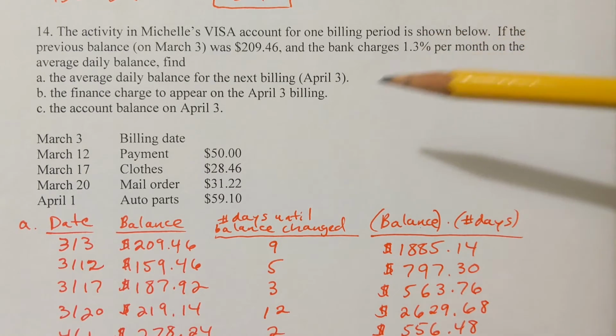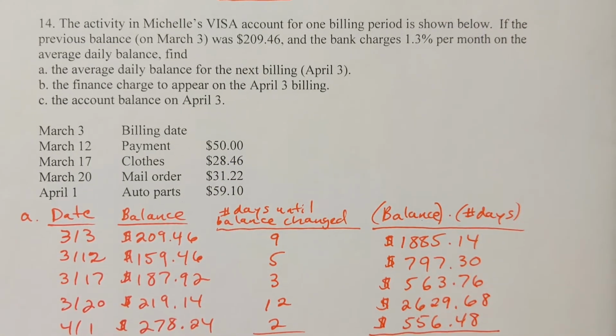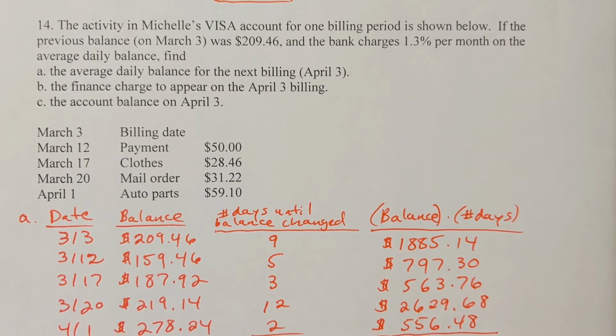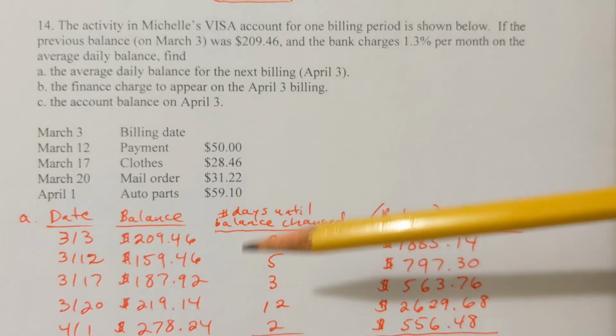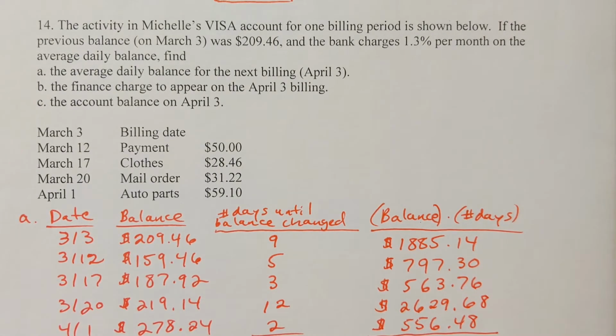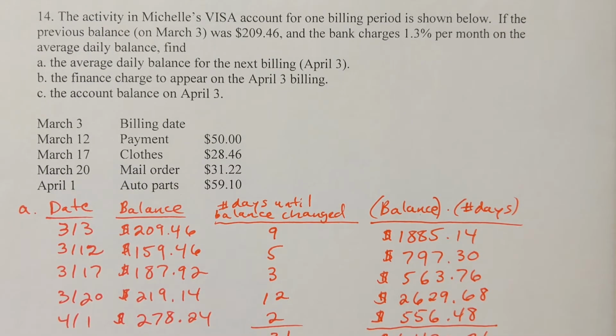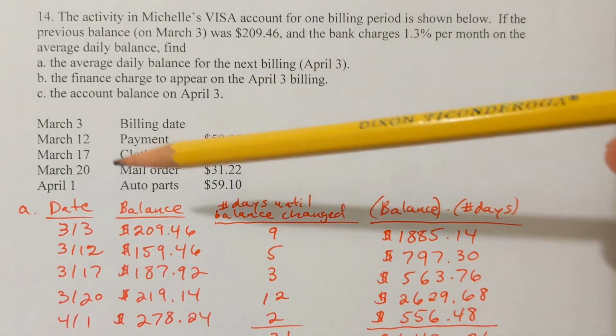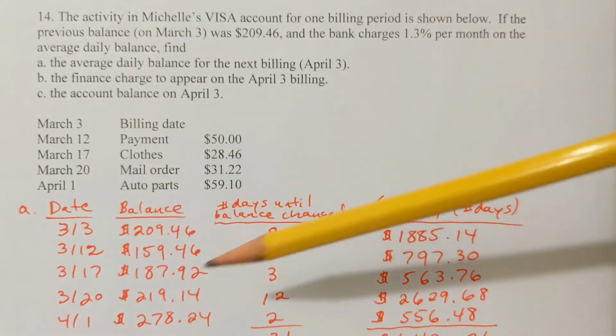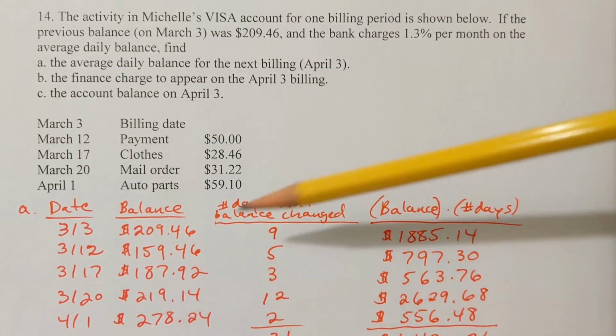Okay, so we've got a list of the activity that Michelle has done on her Visa account for the month, and I'm going to use that to create this table. Now the bulk of the calculation, by the way, is going to be done in Part A. I've got this chart here, and I'm keeping track of the date. The dates are listed there: March 3rd, March 12th, March 17th, March 20th, and April 1st.